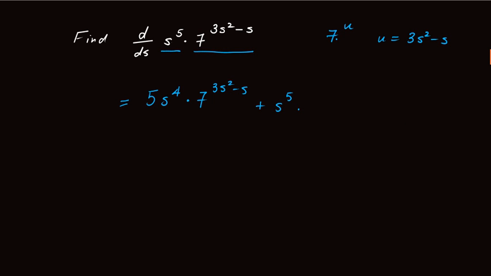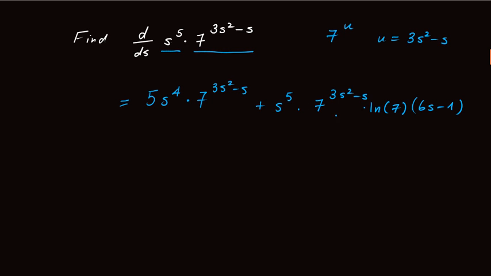So what is the derivative of 7 to the u? Well, that's 7 to the u times ln of 7. In this case, u is 3s squared minus s, so then I have to multiply by ln of 7. But in using the chain rule, I still have to differentiate the inside. Differentiate the inside function, which is going to be 2 times 3, which is 6s minus 1.